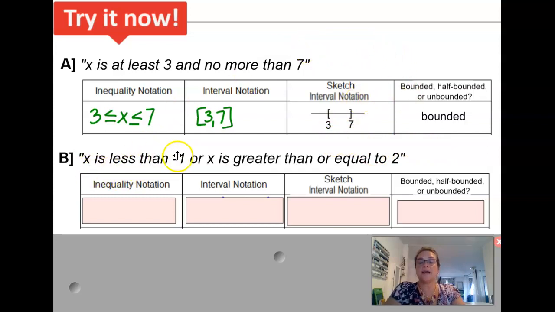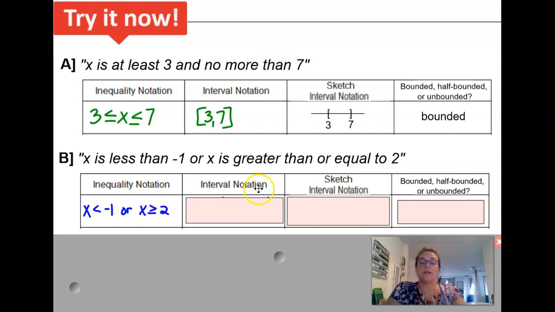So x is less than -1, or x is greater than or equal to 2. So in inequality notation, since it's less than -1, there's not going to be an equals there. That's non-inclusive. The or is going to be written as the word or because it's two separate intervals. X is greater than or equal to 2 would be a second interval with an equals. So in inequality notation, we have x strictly less than -1 or x is greater than or equal to 2.